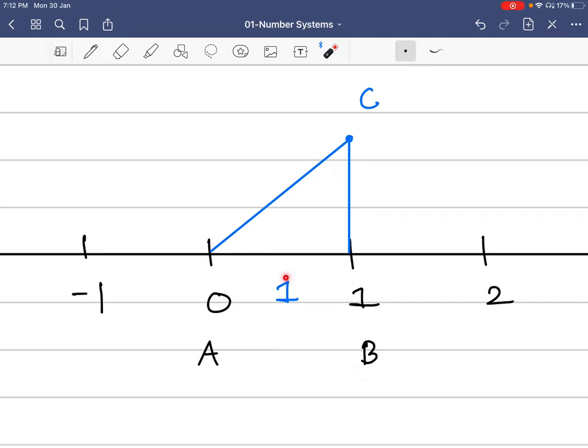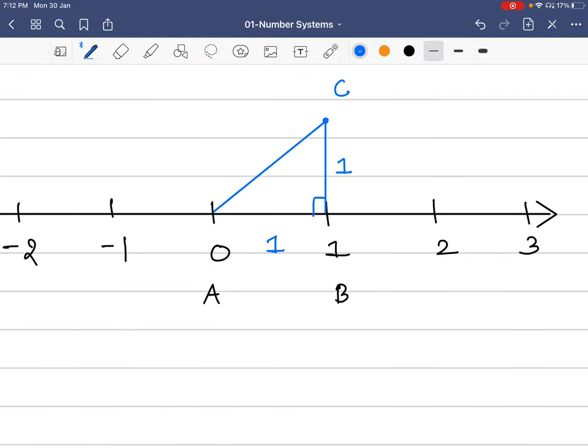In ABC, AB is of length 1 and BC is also of length 1. So what will be the length of AC? Now the key thing is that this is a 90-degree triangle, which means it's a right angle triangle. So if it's a right angle triangle, we can use the Pythagoras theorem. What is the Pythagoras theorem? So I'm just going to write it down here.